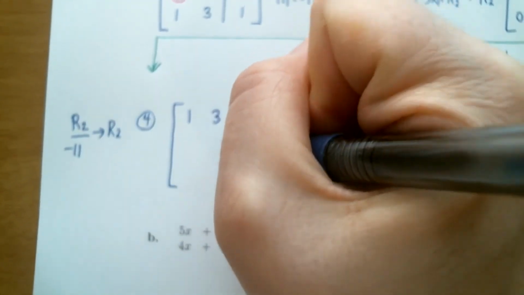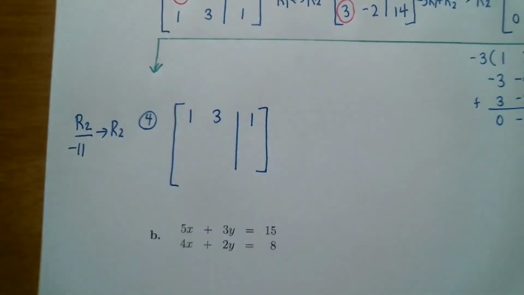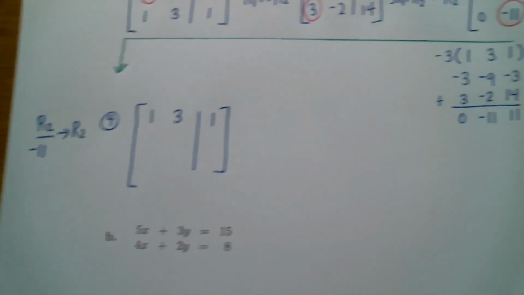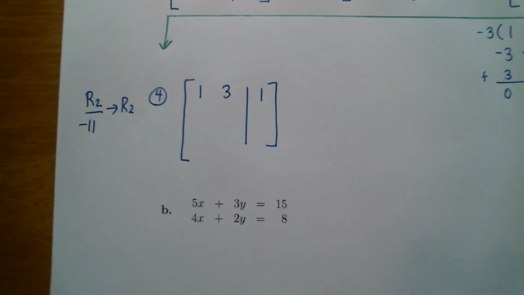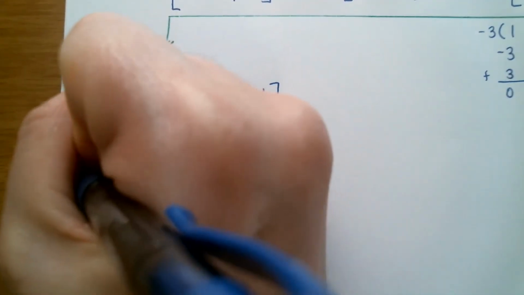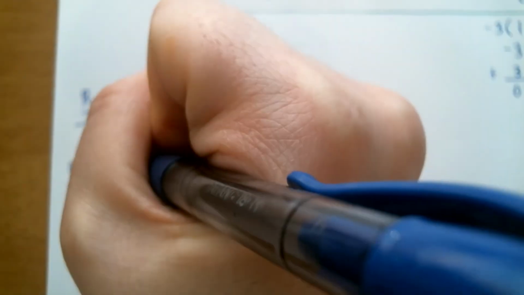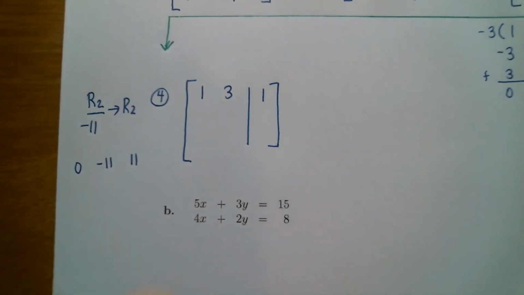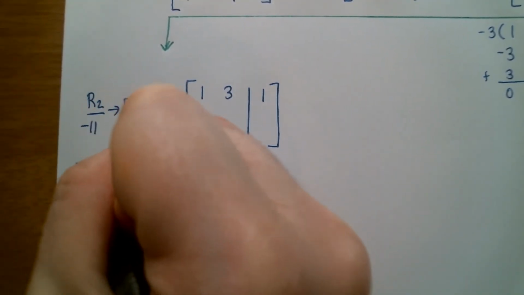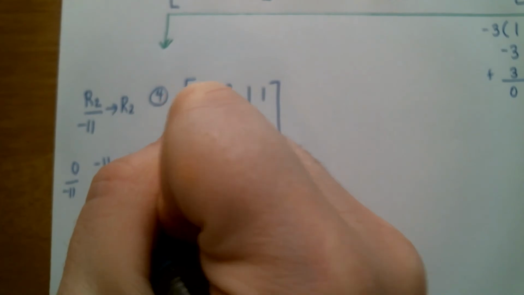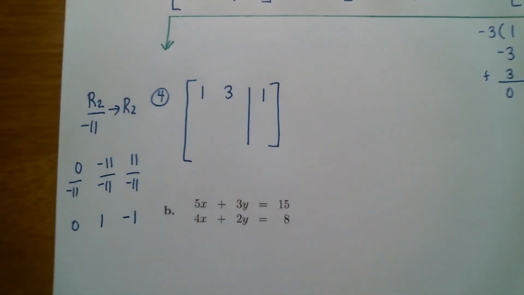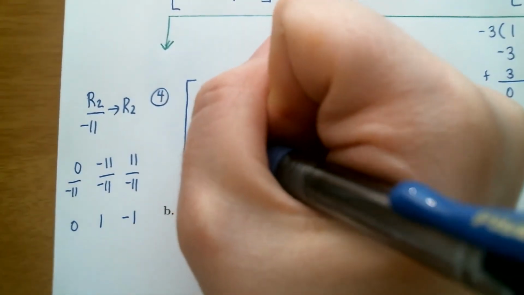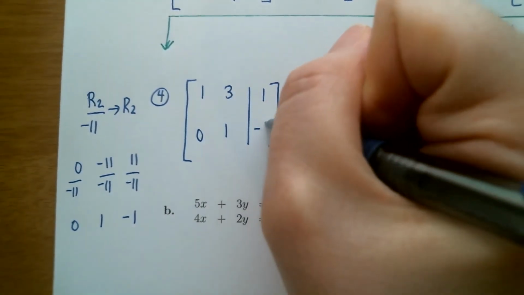And then we will take every number in row 2 and divide it by -11. So remember, the row currently is 0, -11, 11. I'm going to divide everything by -11. So I will get 0, 1, -1. So that will be my new second row.